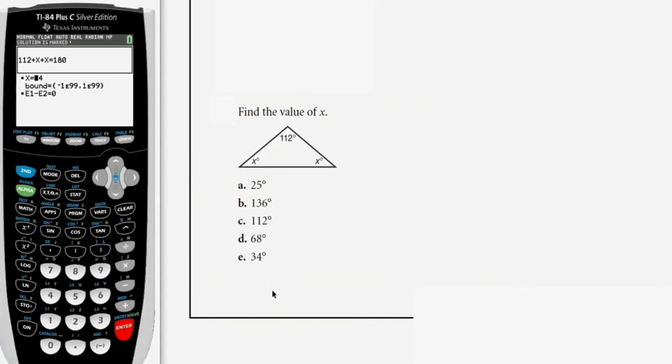So the correct answer to this question is what, option E. This is basically how you can solve this kind of problem using the TI-84 Plus scientific calculator. Hope you learned something interesting from this video. Let's call it a video, guys.